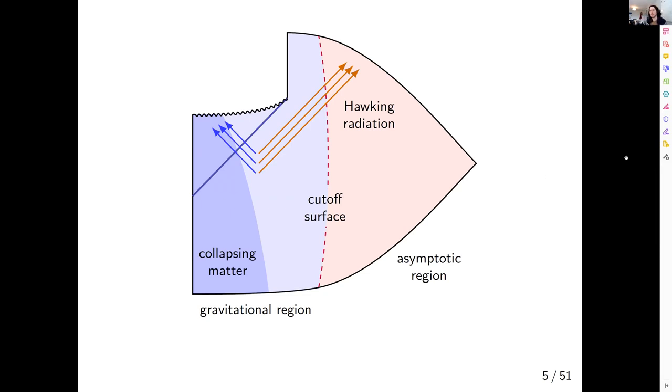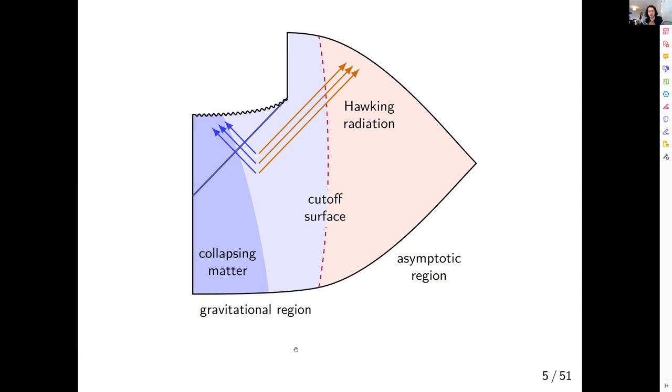Right. So we typically divide space-time in these kinds of calculations into two regions. One we call the gravitational region, and the other one we call the asymptotic region. And they're coupled together at a cutoff surface, which is the dashed line.